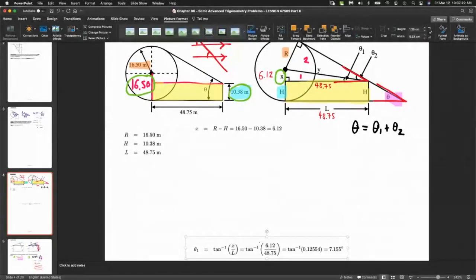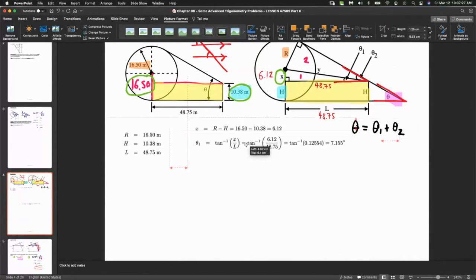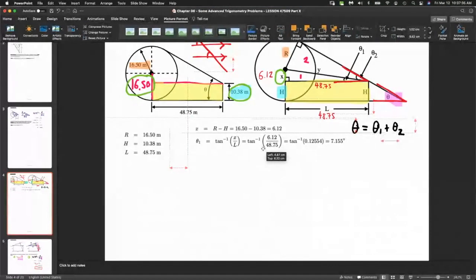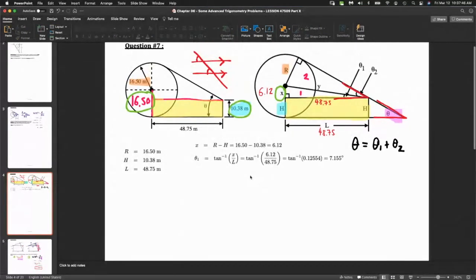Now, don't panic when you see this. It's written sideways, but really when you look at it, it's nothing out of the ordinary. I've just decided to write it in a left to right fashion. So theta 1 is the inverse tan, tan inverse, because you're finding the angle, Denny. You're finding the angle. So you're starting off with this equation.